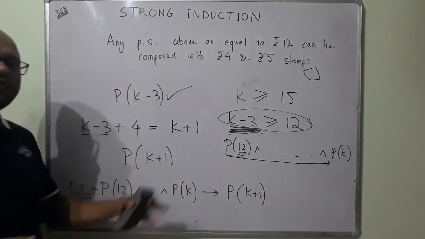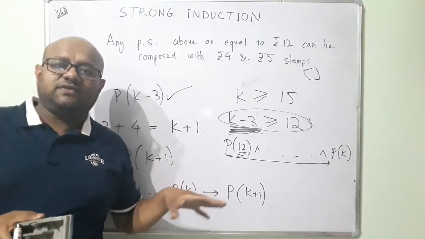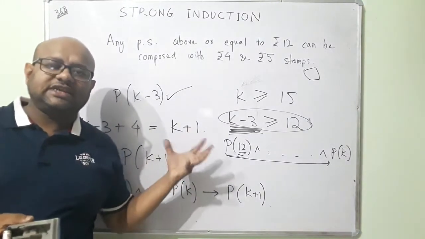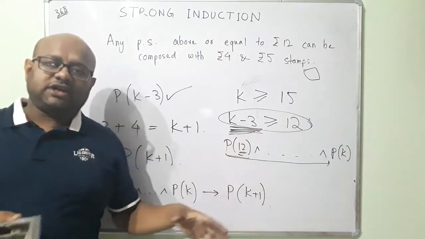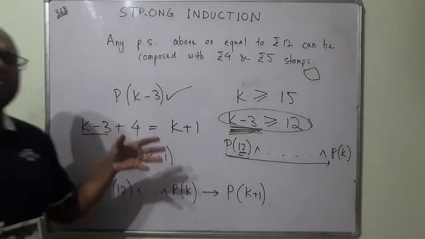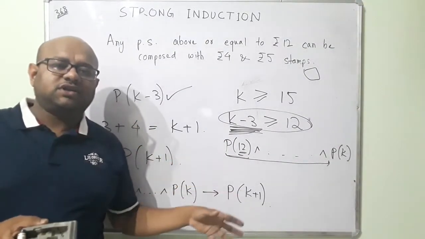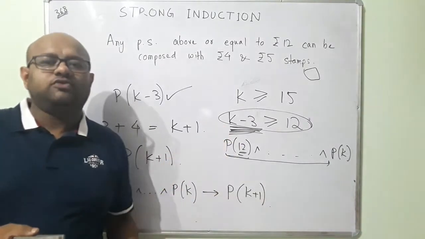Now this proof, if you get what is strong induction, you will see that this proof is easier than the proof that we did previously using normal induction. So that is one more reason why you might prefer strong induction even in places where normal induction can do the proof.